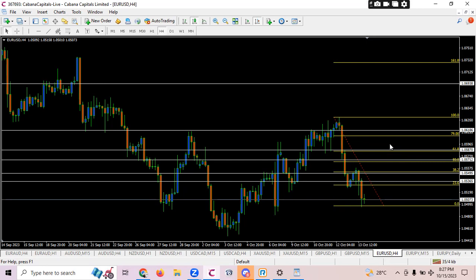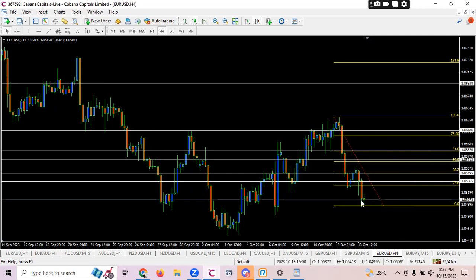Euro USD. You can see the last 4 hour candle on the 4 hour time frame for last week closed as a spinning bottom. So if the next 4 hour closes bullish, that's a confirmation that buyers are showing up in the market. So one can risk buying Euro USD if the next 4 hour candle closes bullish. And if you are buying, you want to set your targets. The profit target should be around 61.8 or a few pips above 61.8. So that's my take on Euro USD.